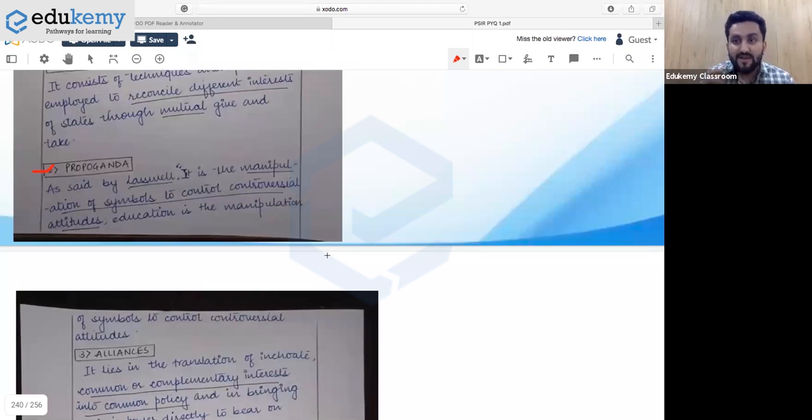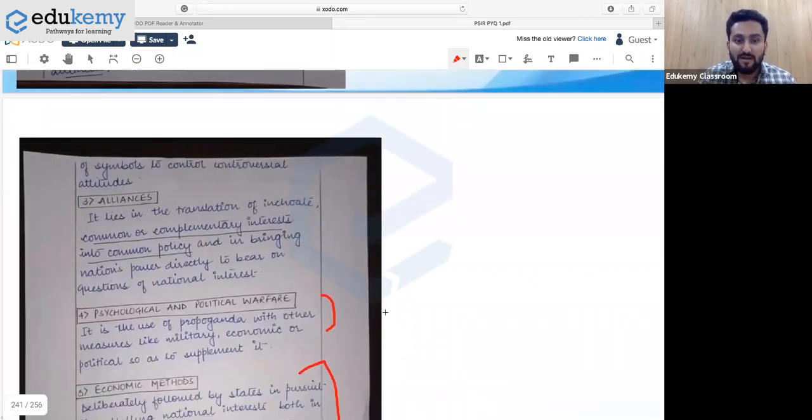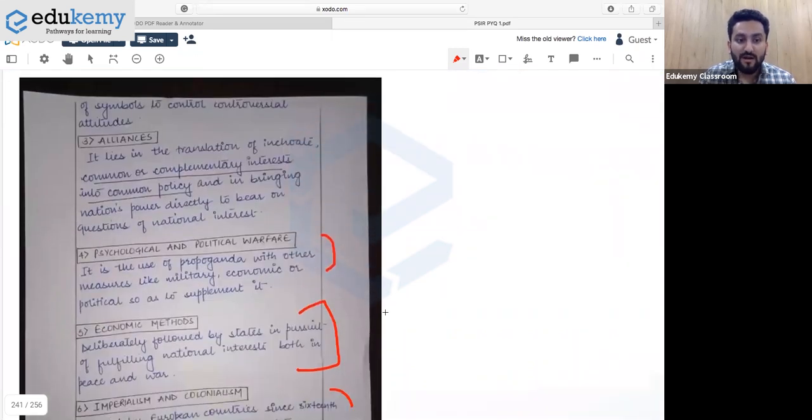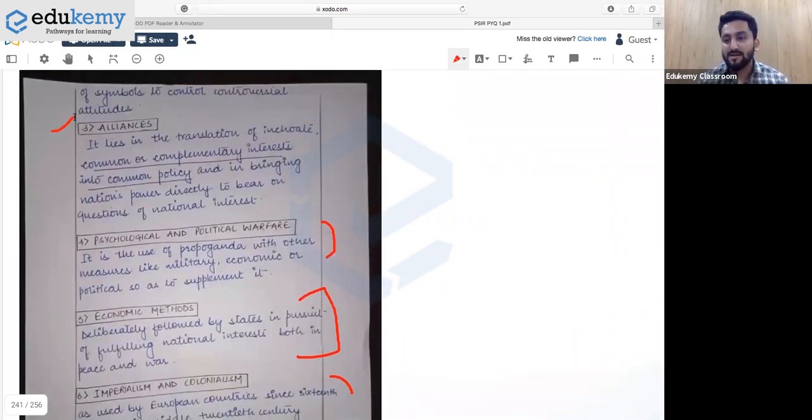So you should connect with these current aspects also in the minimum words possible. Just give examples, hints. Okay. So those were the methods. Our broad instrument is propaganda. Now let's come to alliances.